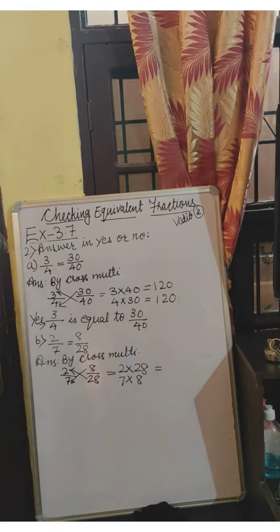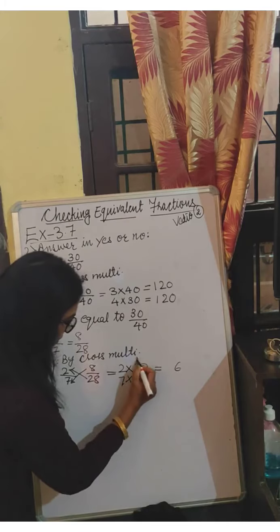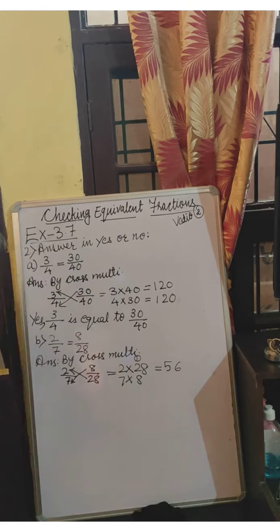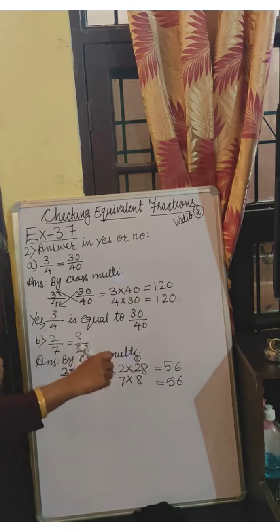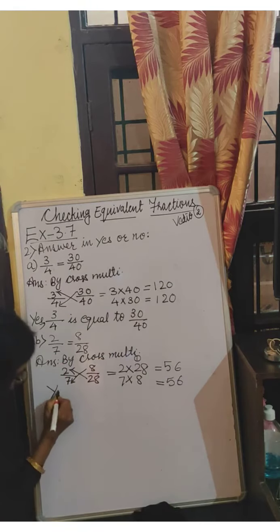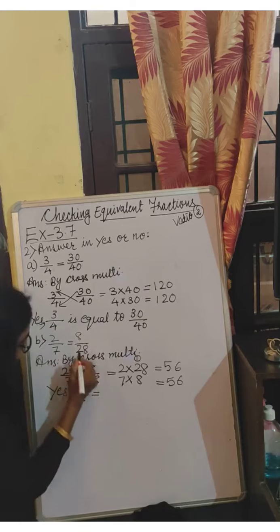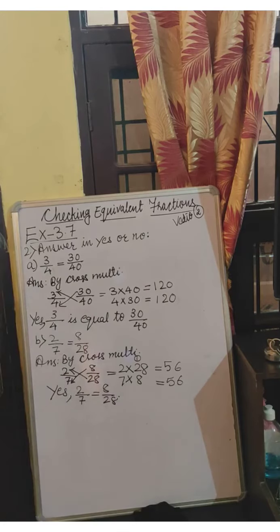You can multiply 2 into 28. 8 2s are children 16. Remainder 1. 2 2s are 4 plus 1 5. Okay. Here also 7 8s are 56. Both products are same. So we can say yes. Yes. 2 upon 7 equal to 8 upon 28. This is the answer. Now one more question I will do children. That is the C question.